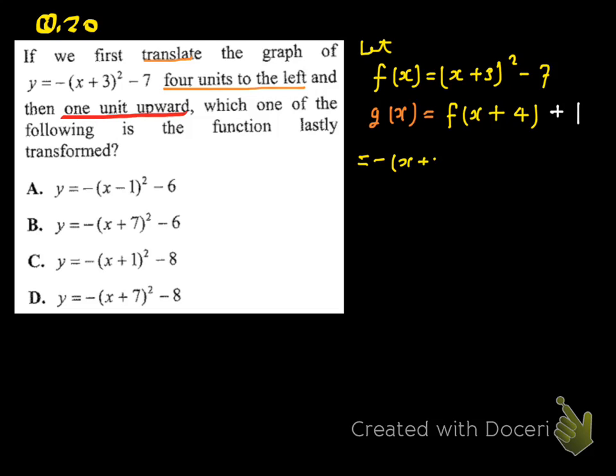So we put this x plus 4 into our function f of x. Now be careful of the minus on the outside, okay? Keep using the bracket. And hence, if we simplify, we end up with minus x plus 7 all squared minus 6, which is B. So have a look, see if you can follow.